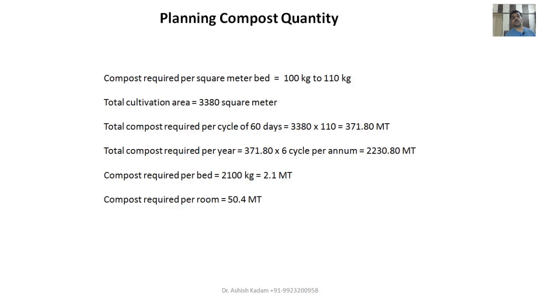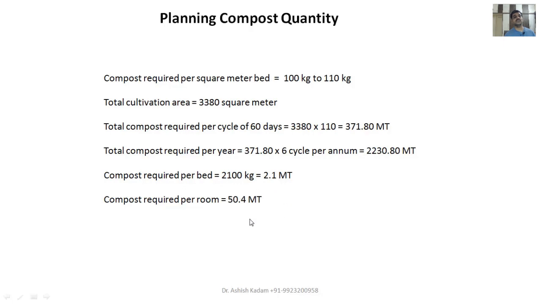Plus you will have the load of bags, the load of the people who are working, the load of water which you are spraying, and the load of casing material which you are spraying on this. So this is how you have to design the shelf for bearing the weight of compost. This is the total quantity of compost required to fill all the 4 shelves in one room. So you will require around 50 metric ton of compost for each room, for each cycle.